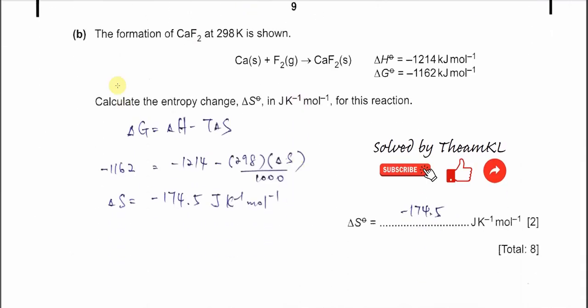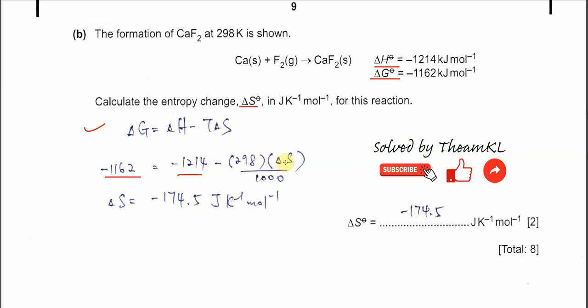Okay, part B. The formation of calcium fluoride at 298 Kelvin is shown. So enthalpy is given, Gibbs is given, all in kilojoules per mole. Calculate the entropy change, the delta S, in joules per Kelvin per mole for this reaction. Then you need to use the Gibbs equation here. So delta G equals delta H minus T delta S. Substitute the 2 enthalpies into the equation. So negative 1162, and enthalpy is negative 1214, minus the temperature, 298 Kelvin, times the delta S.